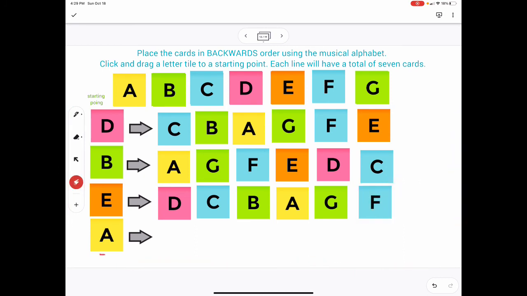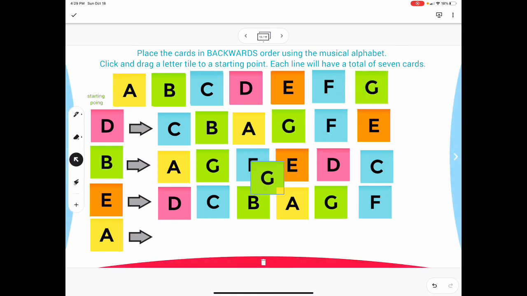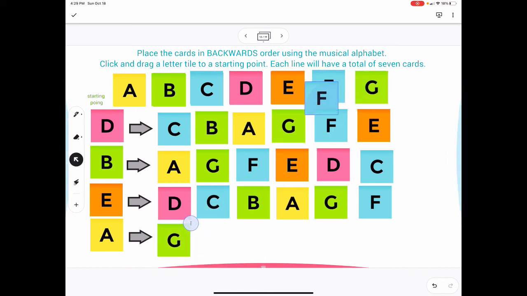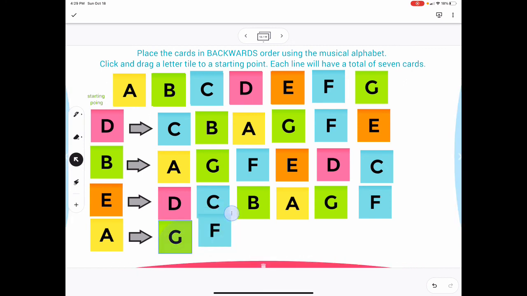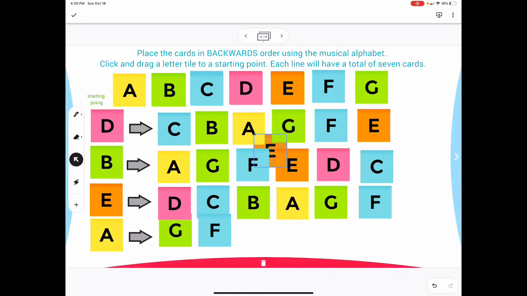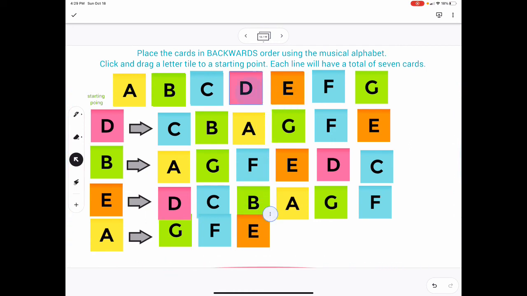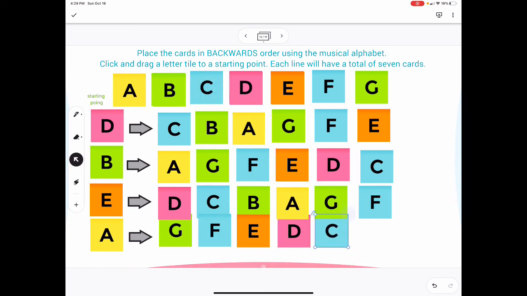Let's start on A. If A was my starting point and I'm going backwards, I would go backwards this way. So the note would be G. F would be backwards. Put it back here so it doesn't erase my letters. E. D comes before E. C comes before D, and then B. Okay, so that would be my alphabet going backwards starting on A.